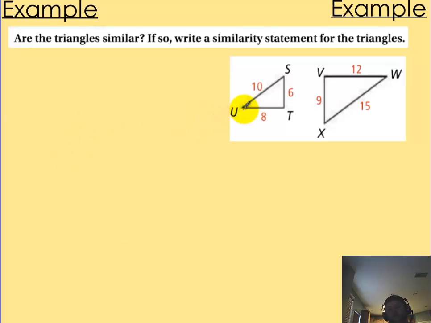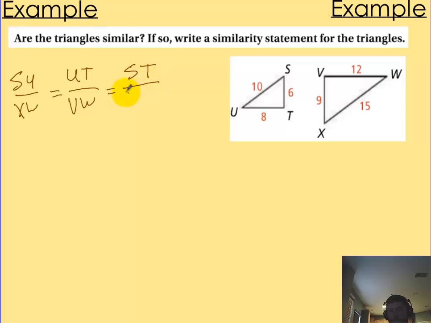Okay, are these triangles similar? Well, we know the lengths of each side, so I bet we have to check by side-side-side. Now the question is, how do you arrange the order? This is the longest side. It should go in the same order: the longest sides together, the medium sides together, and the baby sides together. So SU over XW should be equal to the proportions of the medium ones, UT over VW, which should be equal to the shortest ones, ST over VX.